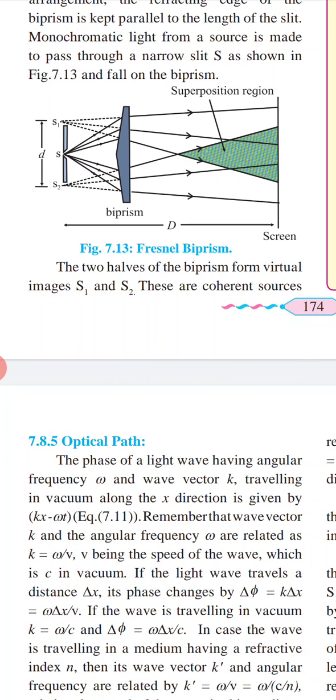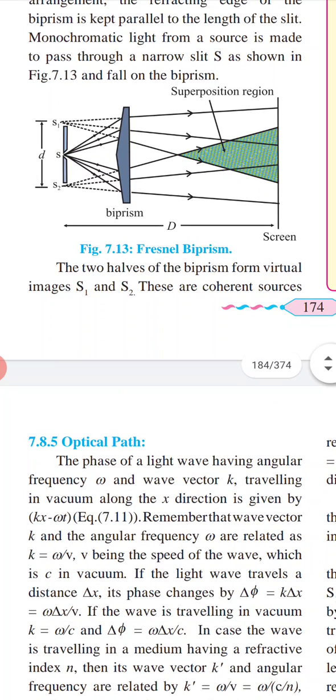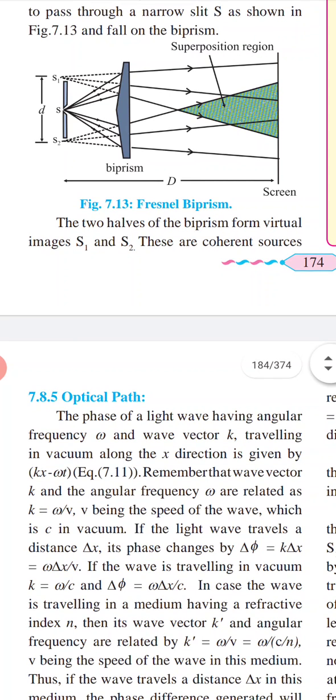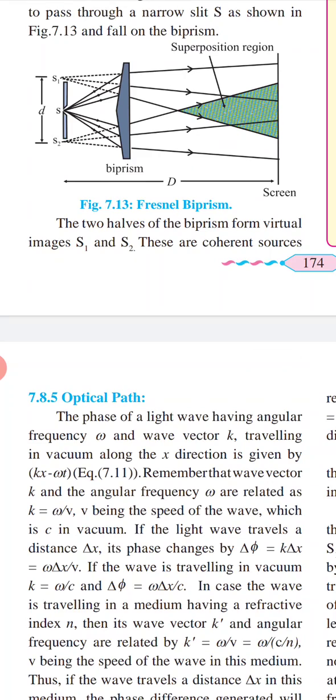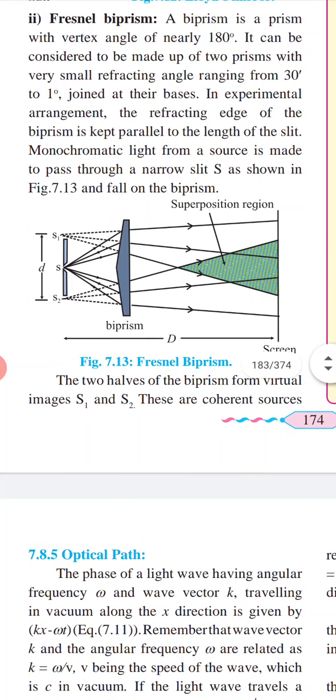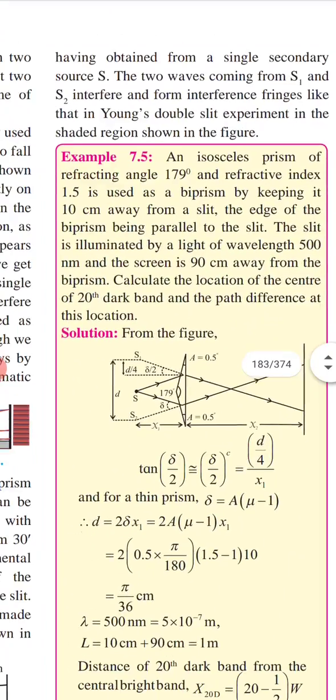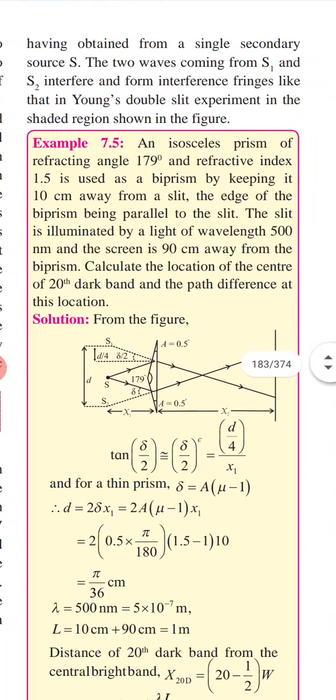light from a source is made to pass through the slit S as shown in figure 7.13 and fall on the prism. So the two halves of the biprism form virtual images. So two virtual images form, which are S1 and S2. These are coherent sources, obtained from a single secondary source S.